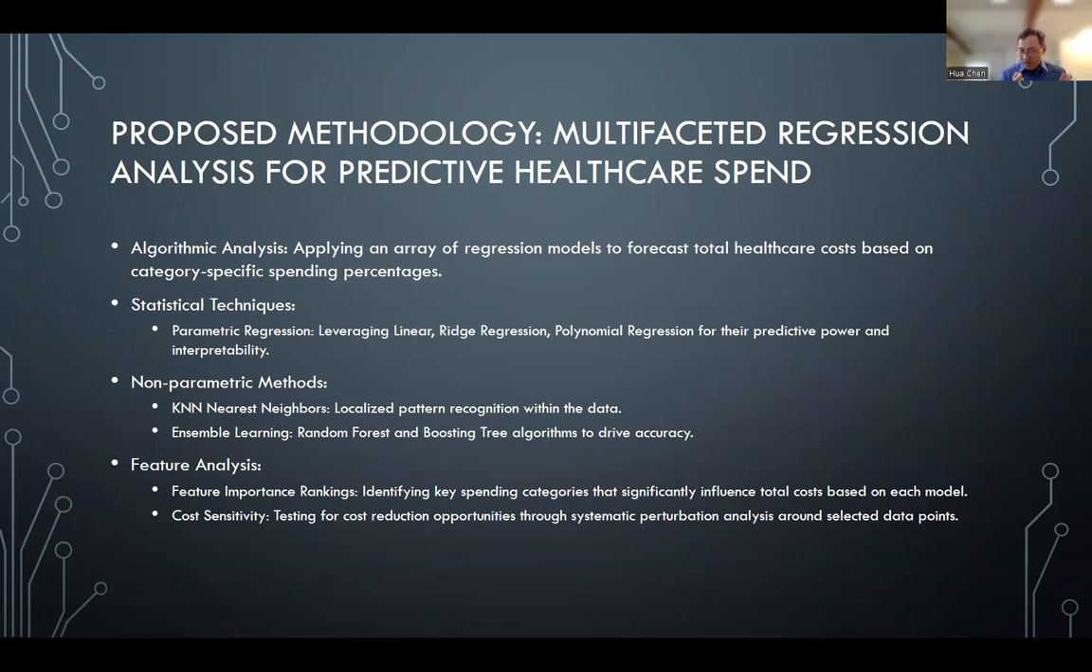Lastly, I'm going to be taking a look at features as I look at these different algorithms, trying to figure out which features are influencing the amount of money spent on the care. And finally, I'm going to do some perturbation analysis, where I take a look at one data point and then put in what-if scenarios. What if different categories of spending were different? How much would that change my medical care spend?